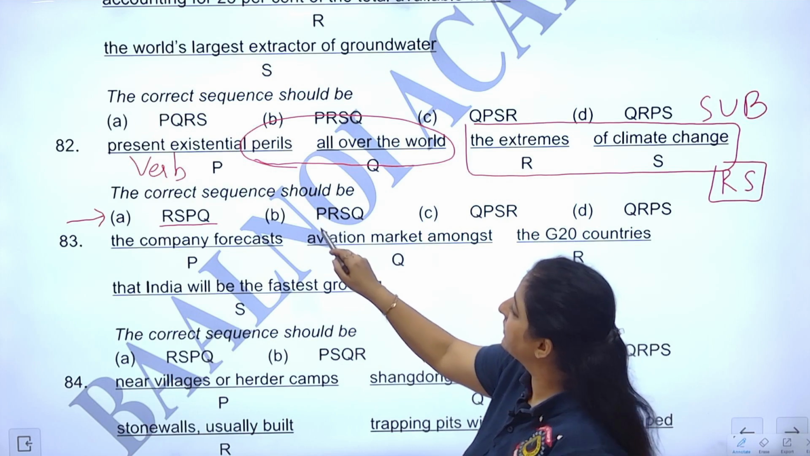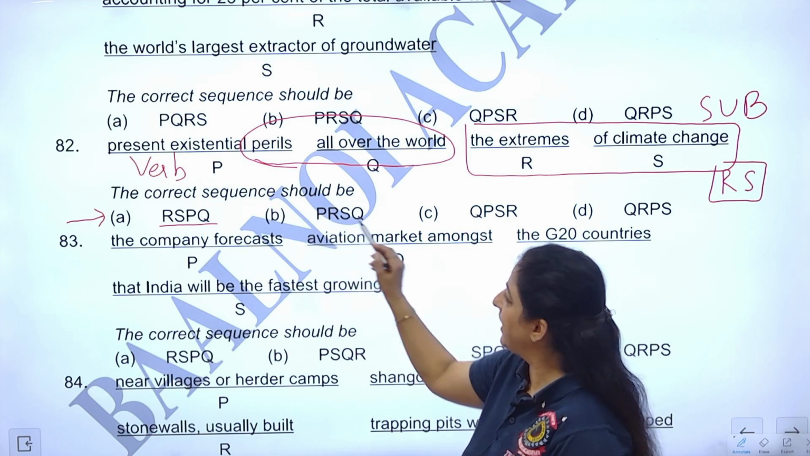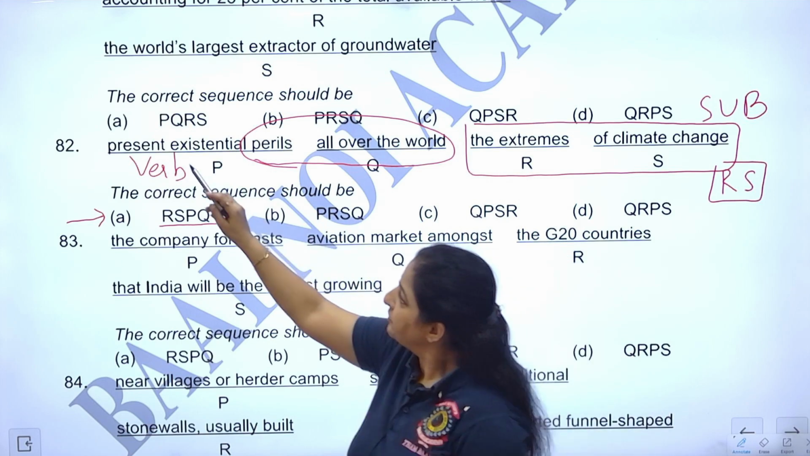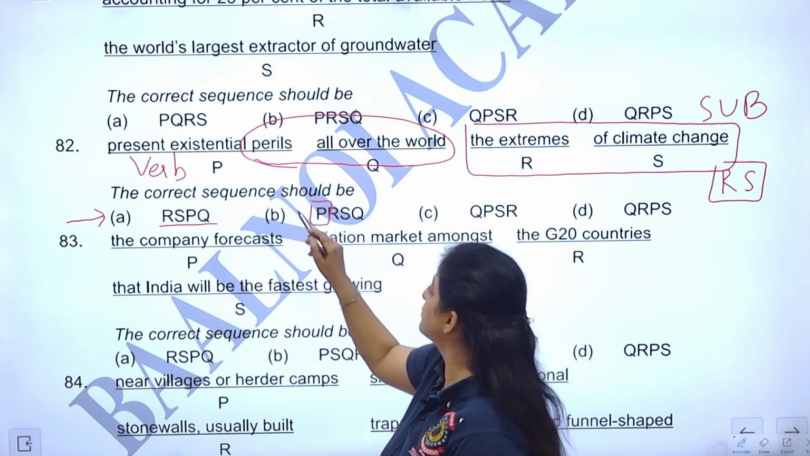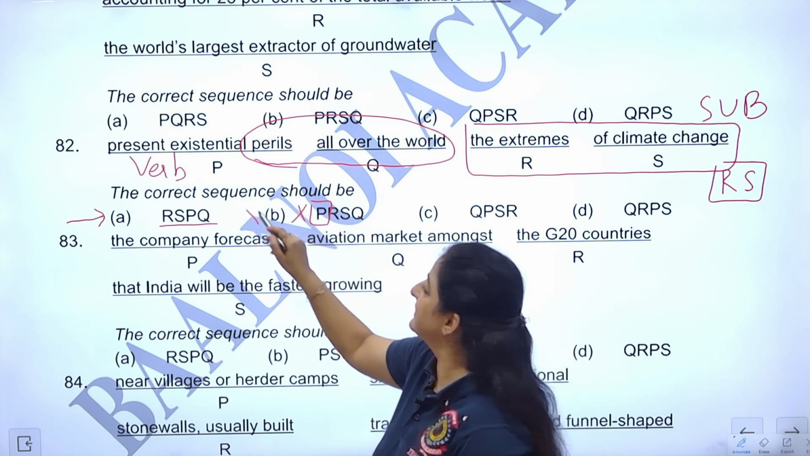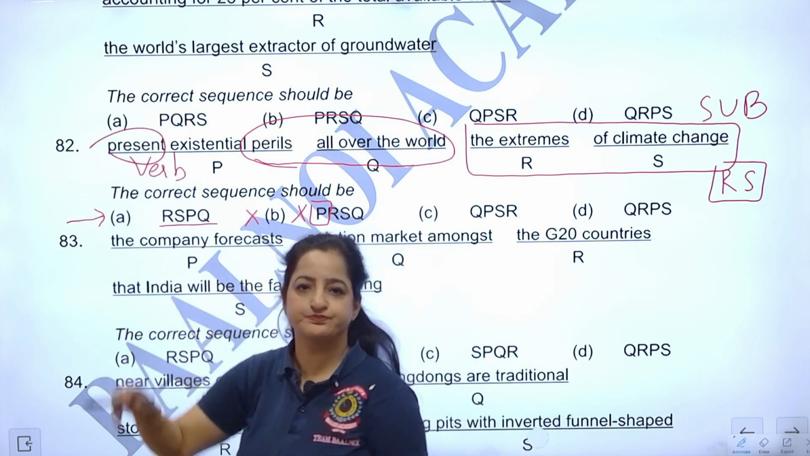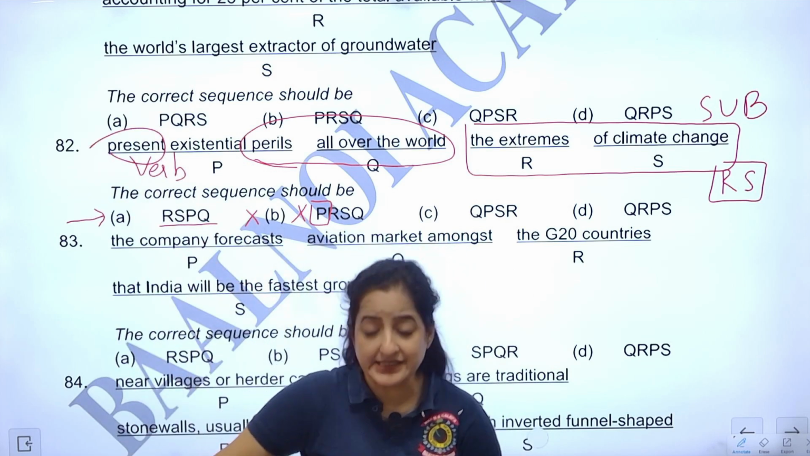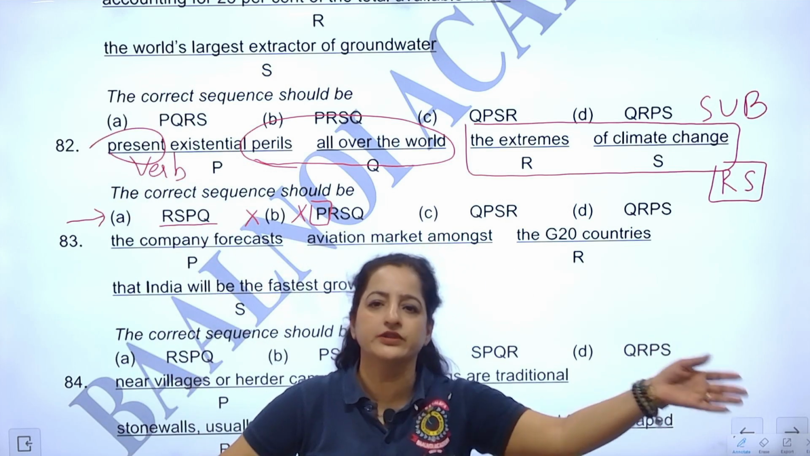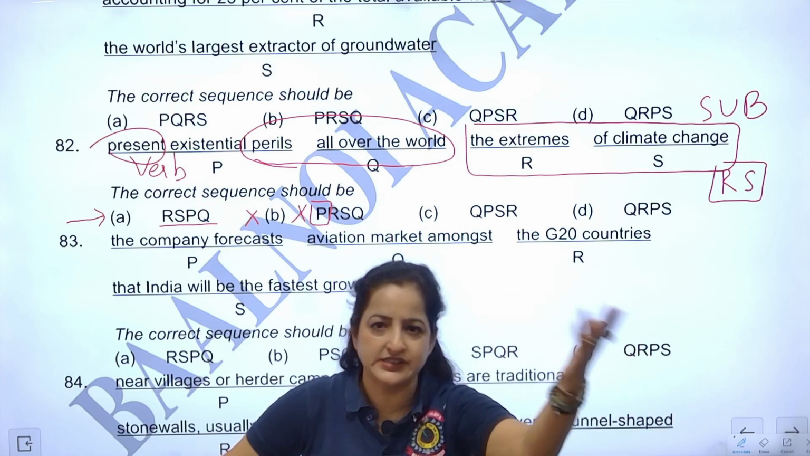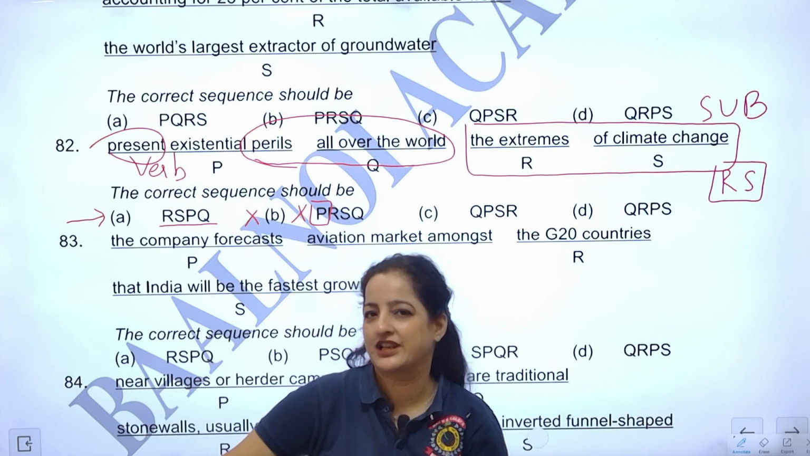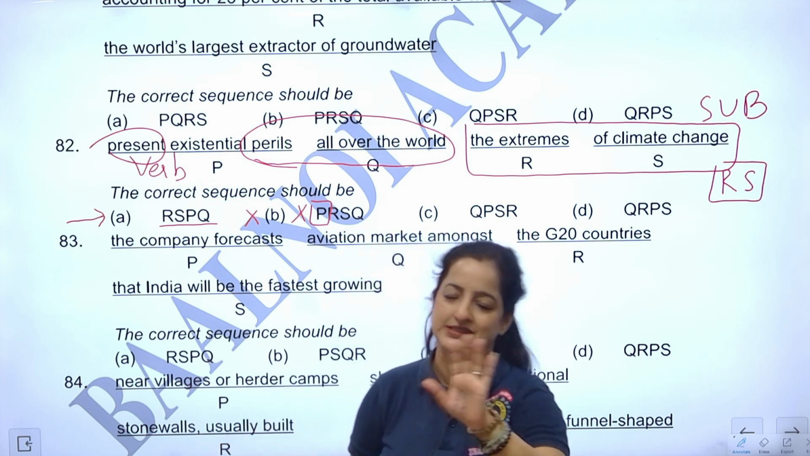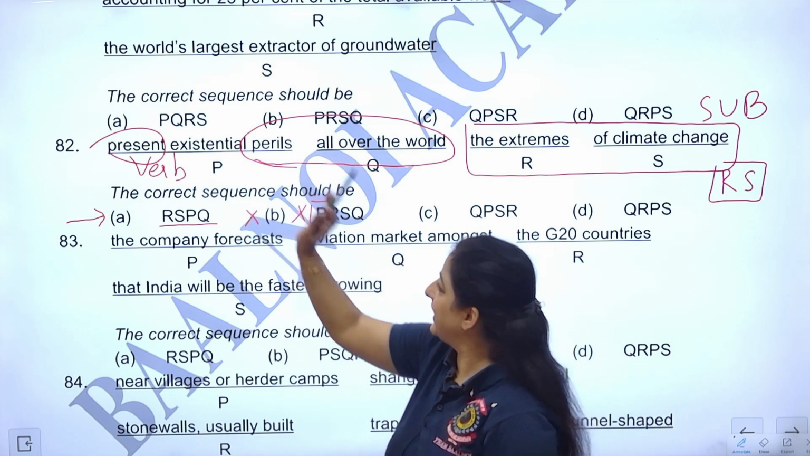So let's begin with, let's do Bravo. PRSQ. Present existential peril. I think this will cancel off right here. Do we begin sentences with a verb? No, we don't, unless it's a command. Come, go there, open this, close this, shut the door. Only if it's a command, it begins with a verb. Otherwise, it doesn't begin with a verb. So, which is why this is wrong.